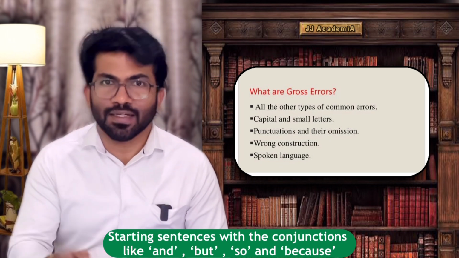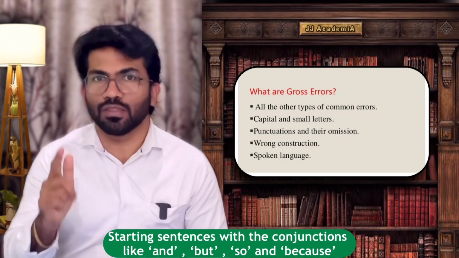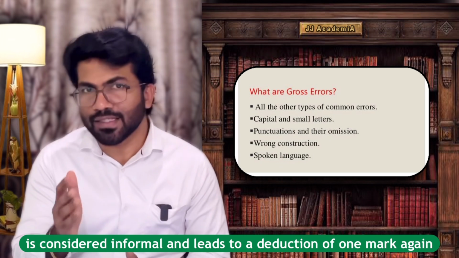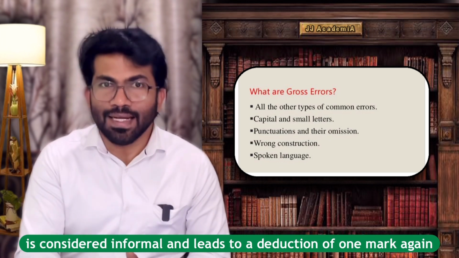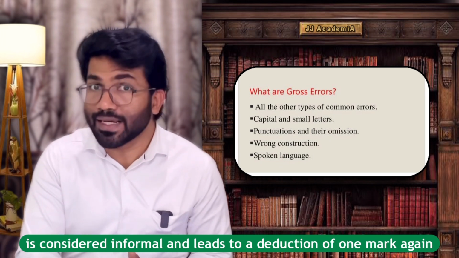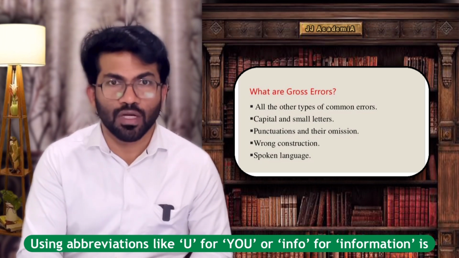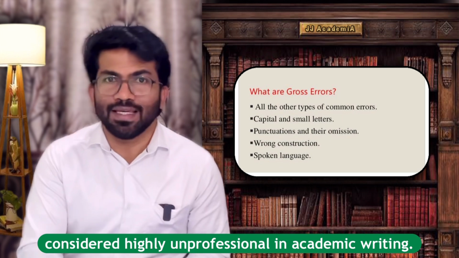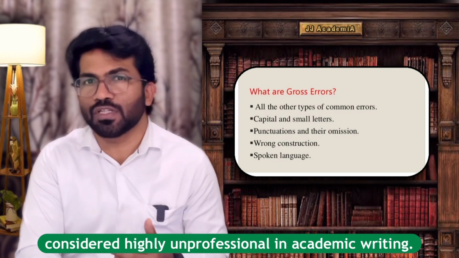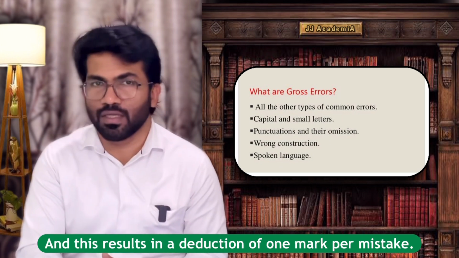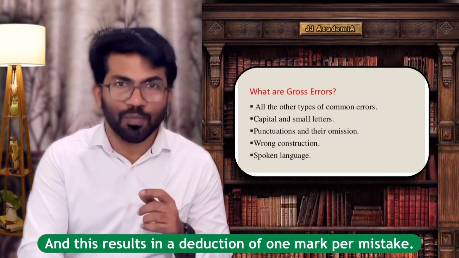Starting sentences with conjunctions like and, but, so, because is considered informal and leads to a deduction of 1 mark. Again, using abbreviations like "u" for you or "info" for information is considered highly unprofessional in academic writing, and this results in a deduction of 1 mark per mistake.